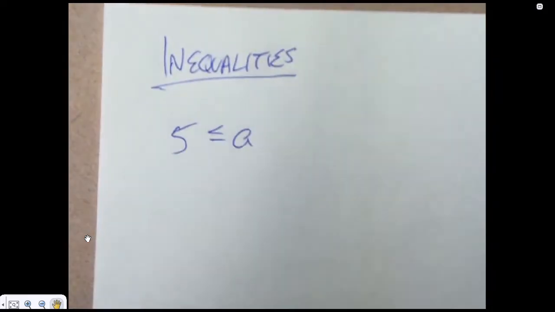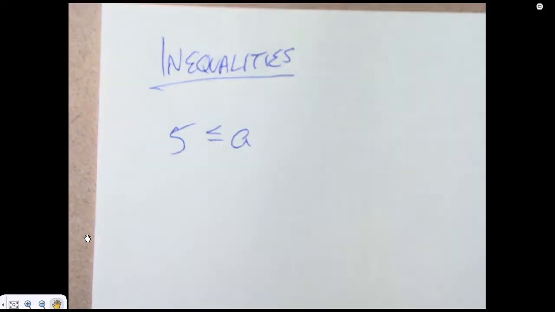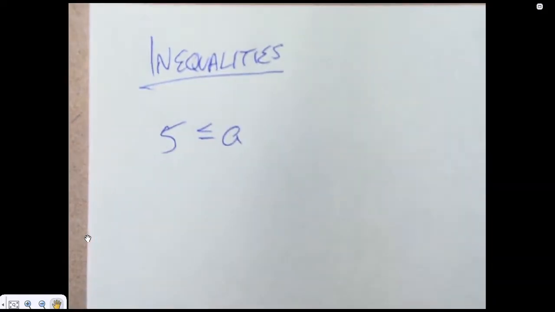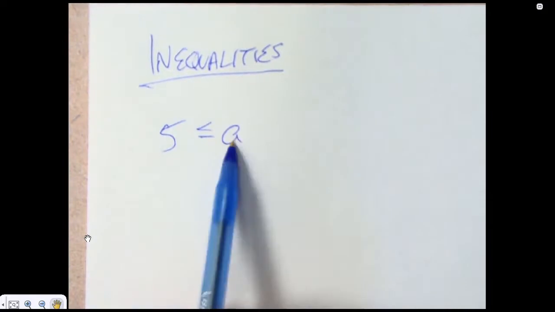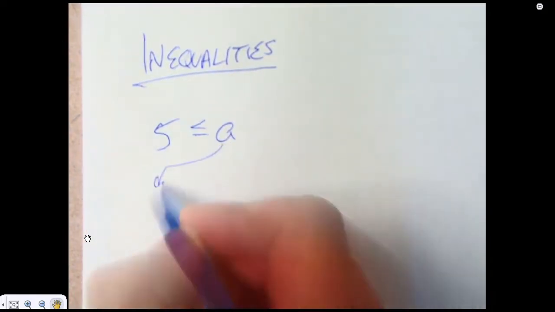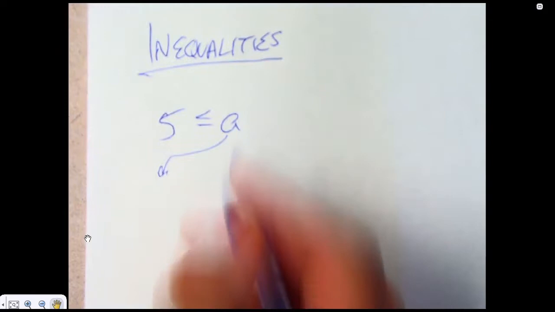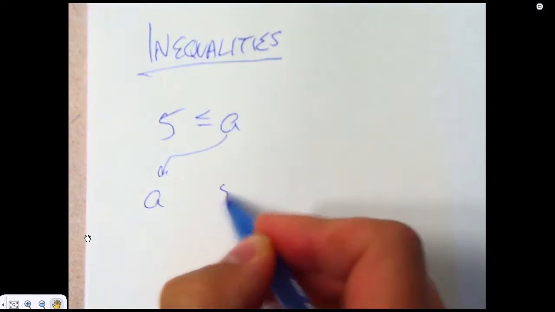So this one, you don't have to do anything prior to graphing it. You just have to graph it. For most people, me included, it's a lot easier to graph if the variable is on the left-hand side. So I'm going to do that. I'm going to move this A over there, and the 5 goes over there.